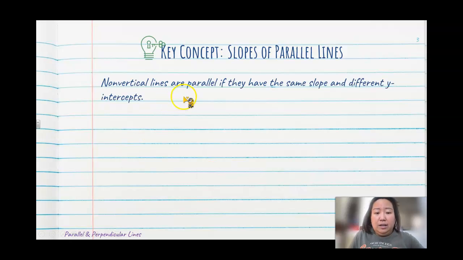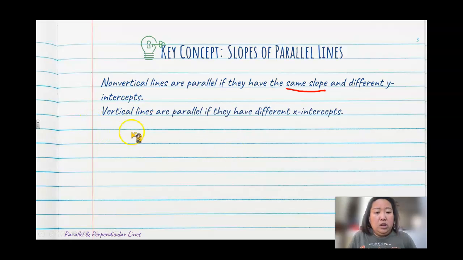So non-vertical lines are parallel if they have the same slope, all right? So that's the important thing. They will have the same slope but different y-intercepts, okay? And so when you have vertical lines, they are parallel as long as they have different x-intercepts. So how do parallel lines look like?